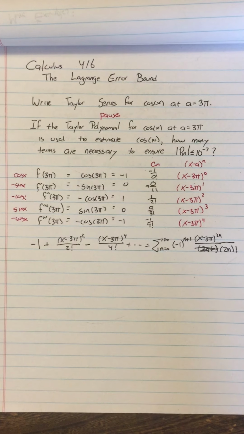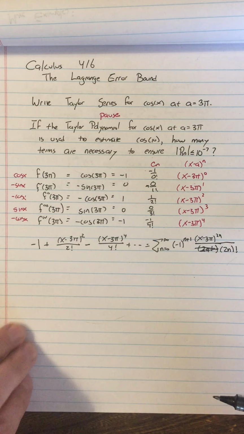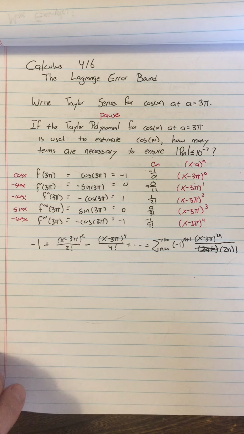So for this completed Taylor series for cosine of x at x equals 3 pi, here's our series. So now what we want to know is how many terms do I need to get a certain level of accuracy? So we have a magic formula that is amazing.